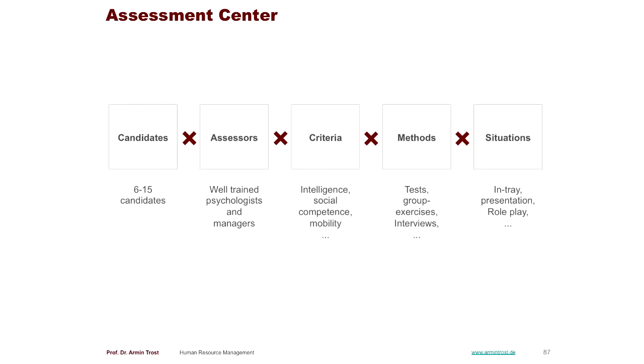there are some assessors, well-trained people, psychologists or managers, who are trained to observe you over the course of the 1 or 2 days. Okay?